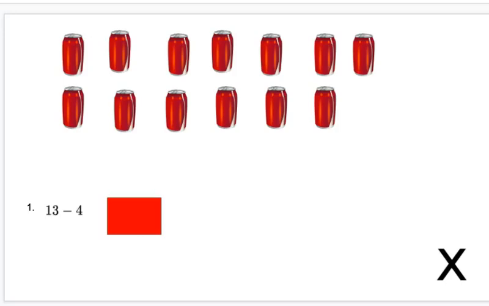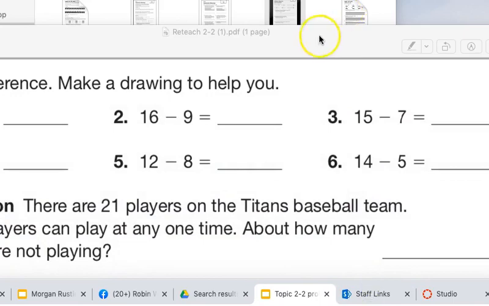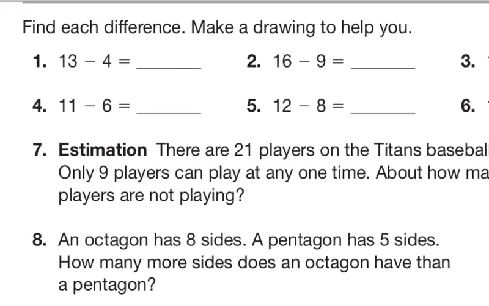Hi everyone, we're going to start with some problems from our reteaching page for topic 2.2. So we're going to first look at problem number 1, and problem number 1 is 13 minus 4. Now I'm going to go back for just a minute because we need to look at our directions. And our directions say, find each difference and make a drawing to help you.